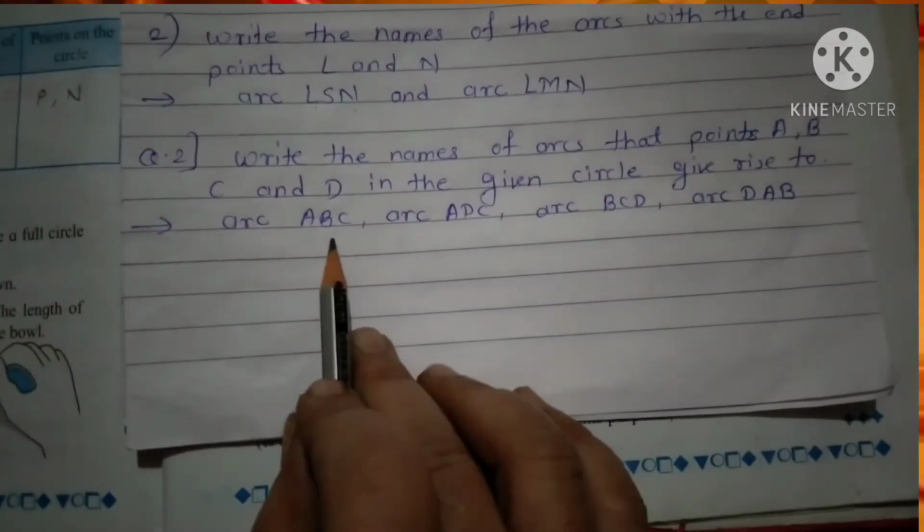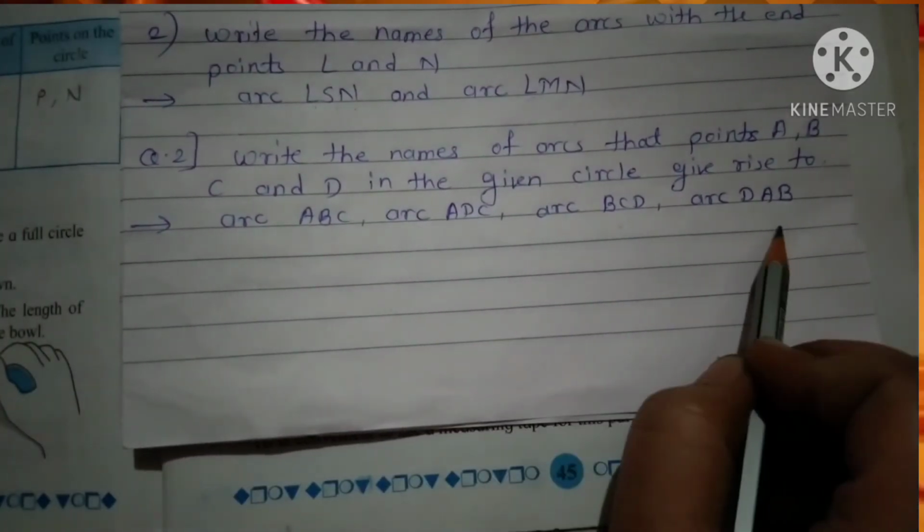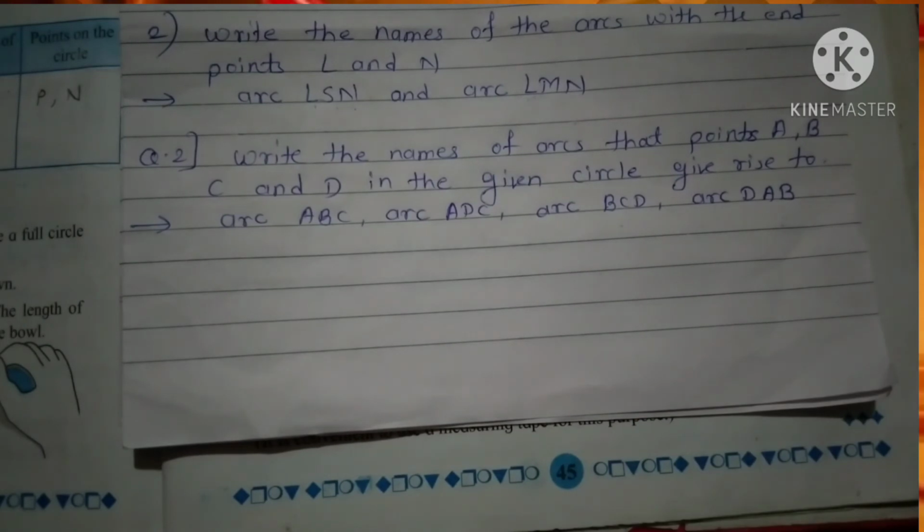So this question you have to write and then draw the circle, and these answers you have to write in your CW: arc ABC, arc ADC, arc BCD, arc DAB. Understood? Now let's see the next question. Now see the third question.